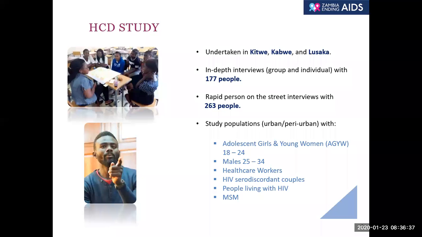So the study was undertaken in 3 cities in Zambia with in-depth and rapid interviews using various HCD and traditional research techniques. Populations interviewed included those on the screen: adolescent girls and young women, males, healthcare workers, and, to a lesser extent, MSM and female sex workers, all populations that are key to HIV epidemic control in Zambia. Next slide, please.